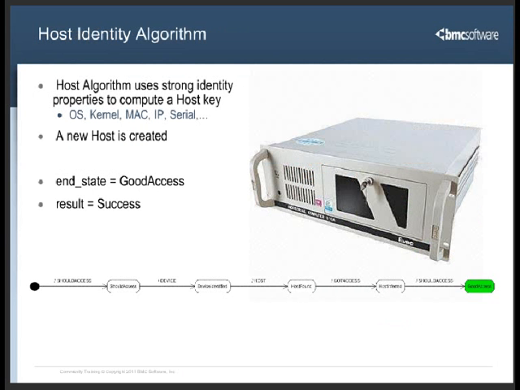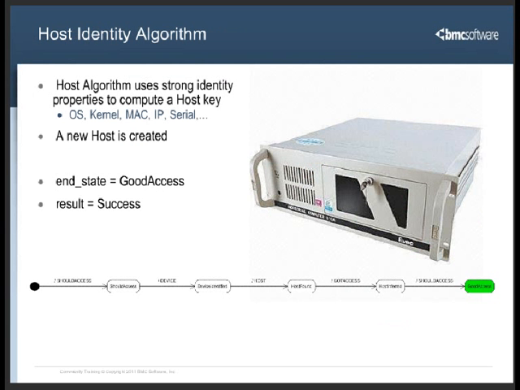The host algorithm uses a weighting technique to try to compute a key. If successful, a new host is created. The end state is good access, and the result is successful. The algorithm compares the current properties with those from existing host nodes. If there's a difference and it is significant, then a host key is generated. Otherwise, it uses the closest match. This allows for a certain amount of change, such as upgrading the OS or changing the NIC, without forcing a new identity.